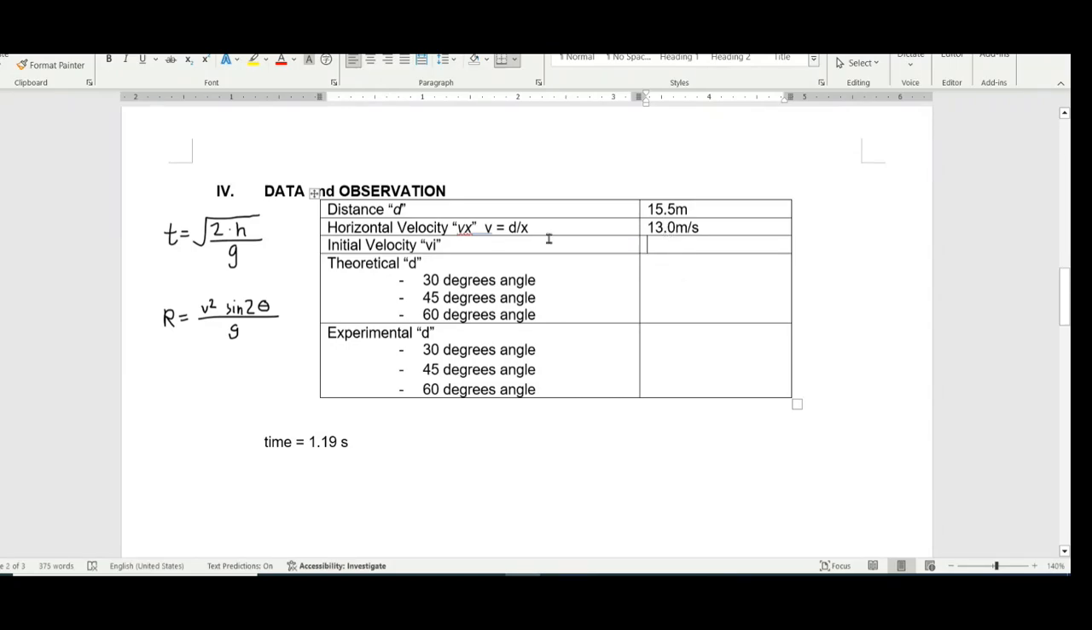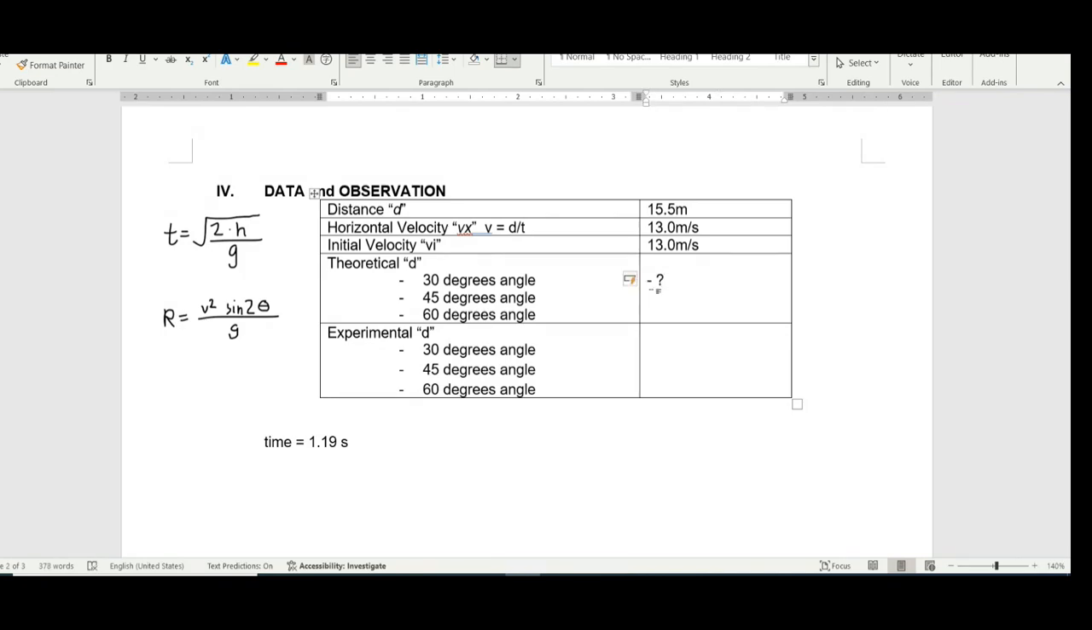Once again, to find velocity, it's distance over time. To find distance, you just have to measure. To find time, we use this formula. And our horizontal velocity is the same as our initial velocity, because this horizontal velocity is the cannon's initial velocity. Next, we can now find the theoretical distance at 30 degrees.